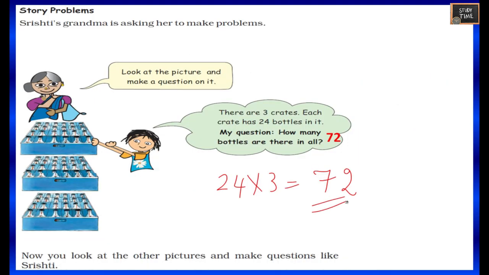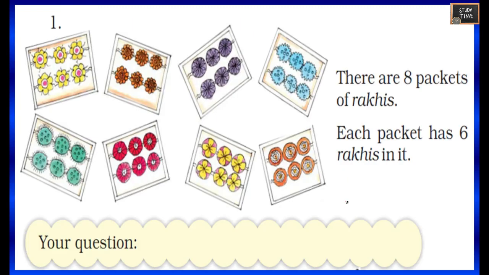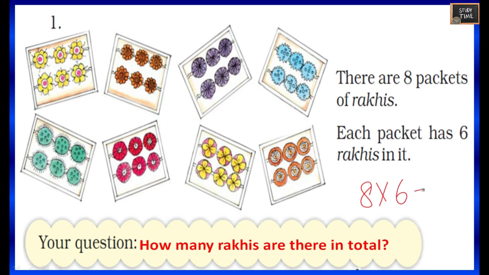Now look at the other pictures and make questions like Srishti. There are 8 packets of rakhis. Each packet has 6 rakhis in it. So what question can you make? How many rakhis are there in total? So 8 packets, each packet has 6 rakhis. So 8 into 6 is the answer, that is 48.